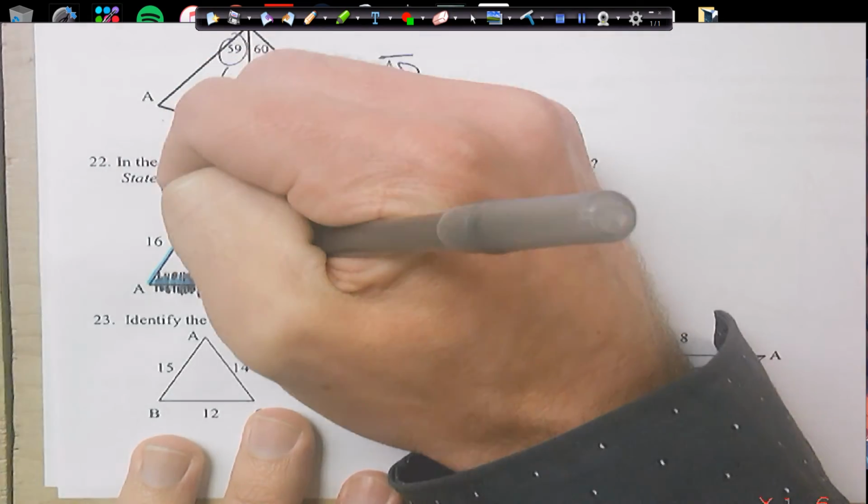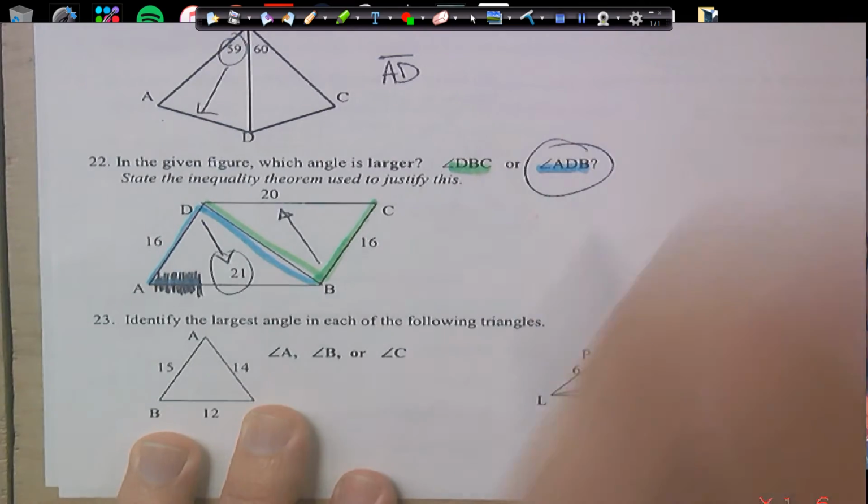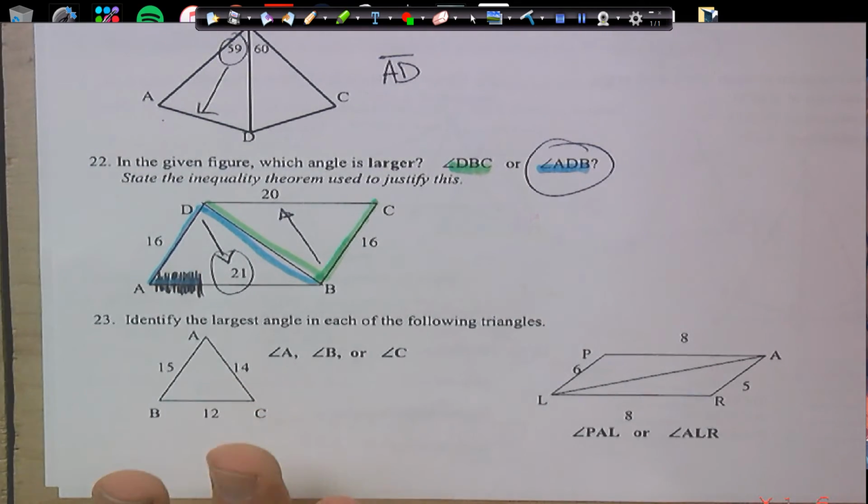Across from ADB is 21. Which one's bigger? Ding, ding, ding, 21. So which is the bigger? ADB. Bigger angle. Opposite, bigger side.